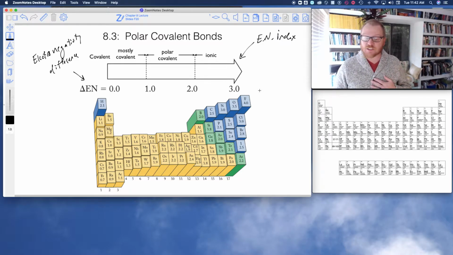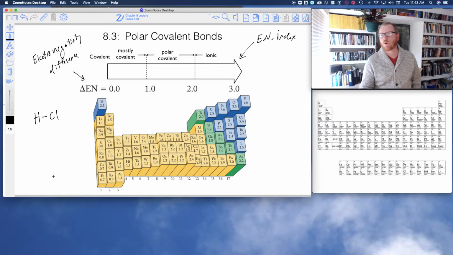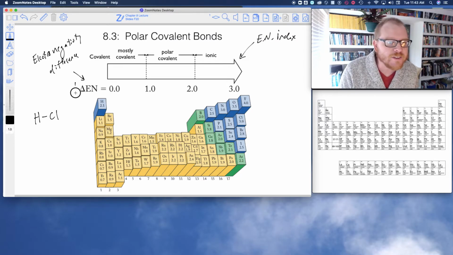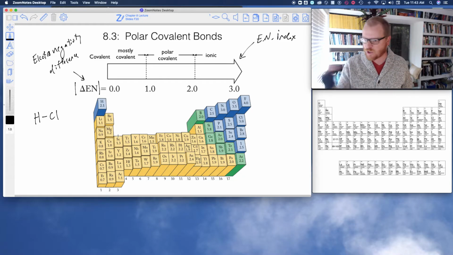And so the way that this works is if, let's say, we're forming a new molecule, for example, something like HCl, an H bonded to a Cl. We won't worry about getting the Lewis structure yet. Now I want to know, is this covalent, polar covalent, or ionic? And all these numbers, by the way, are absolute values, so it doesn't matter which way you subtract. You just want the absolute value.